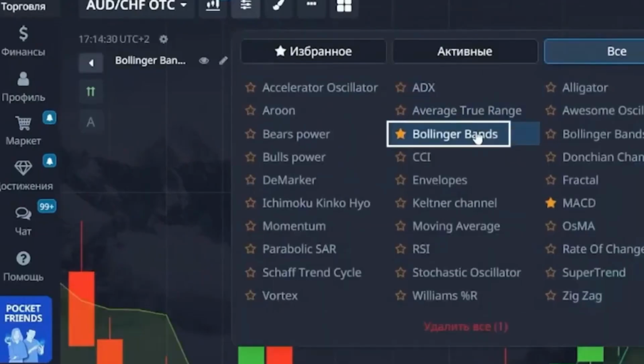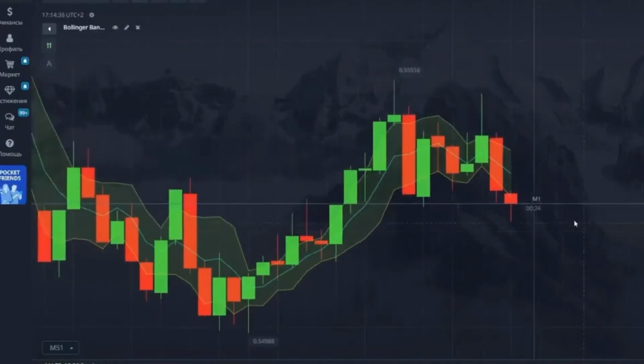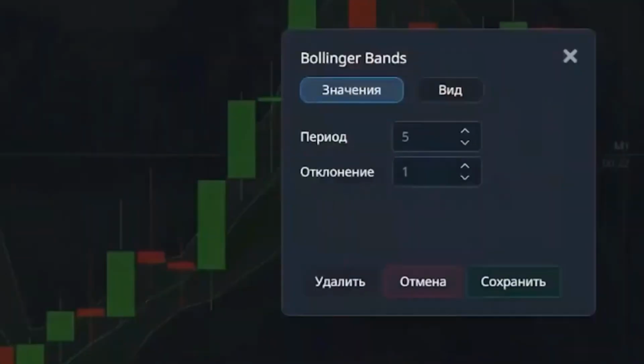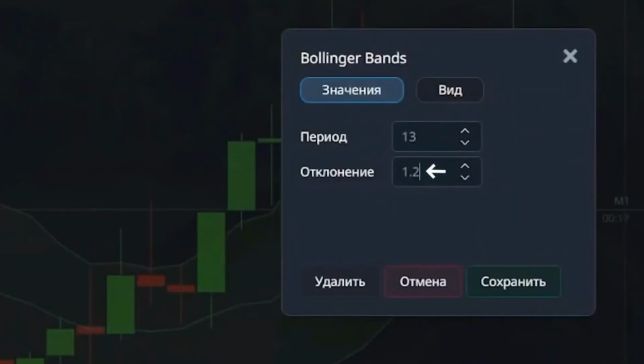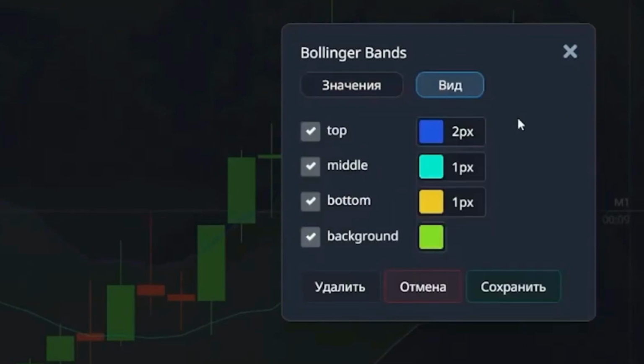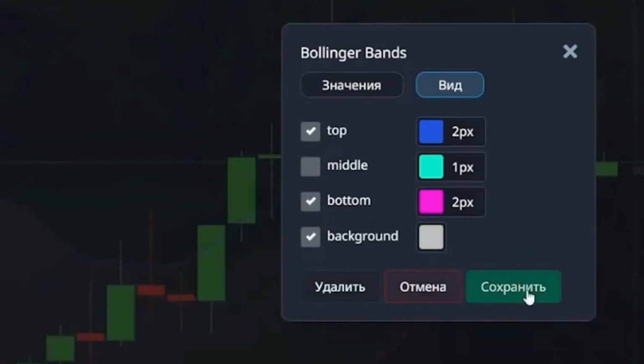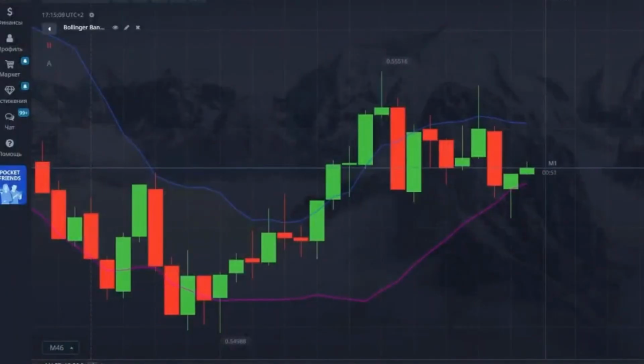After that, the most important thing is to set up our indicators. We go to the indicators tab and add Bollinger Bands and MACD. Now let's set up the Bollinger Bands. Set the period to 13 and the deviation to 1.2. Next, we change the appearance. Select the middle line. Set the top to blue, 2 pixels wide. Then set the bottom to pink, also 2 pixels. And set the background to gray and reduce the transparency to make it easier for us to analyze our chart.